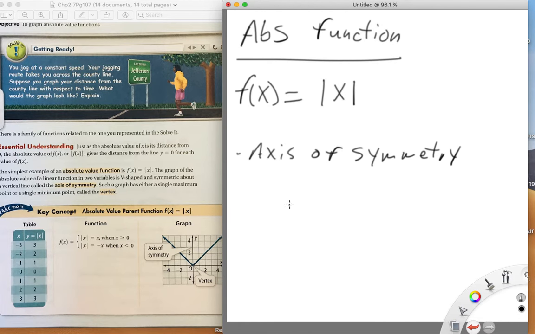It's symmetric on that axis, and the maximum or minimum point of it is called the vertex. So the vertex is the max or minimum, depending on the way that the graph is shaped. So the max or minimum point of the function.